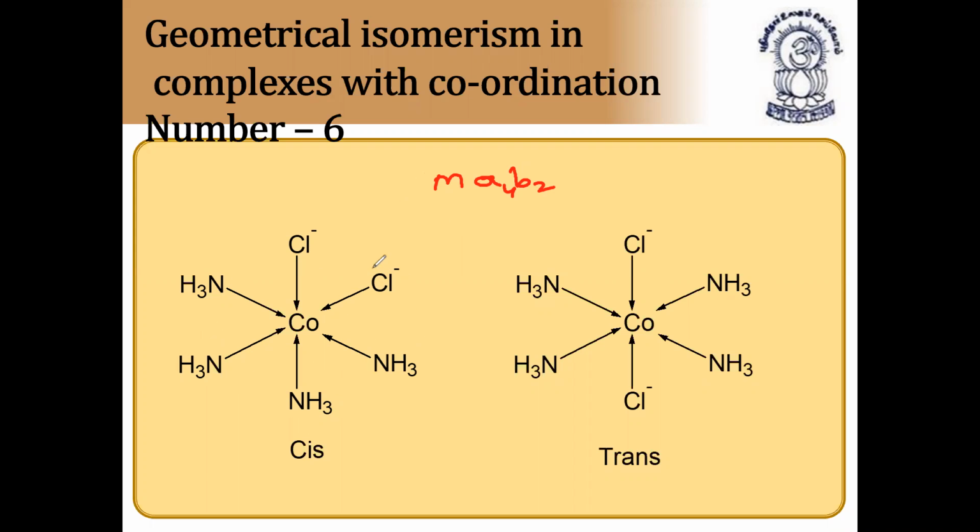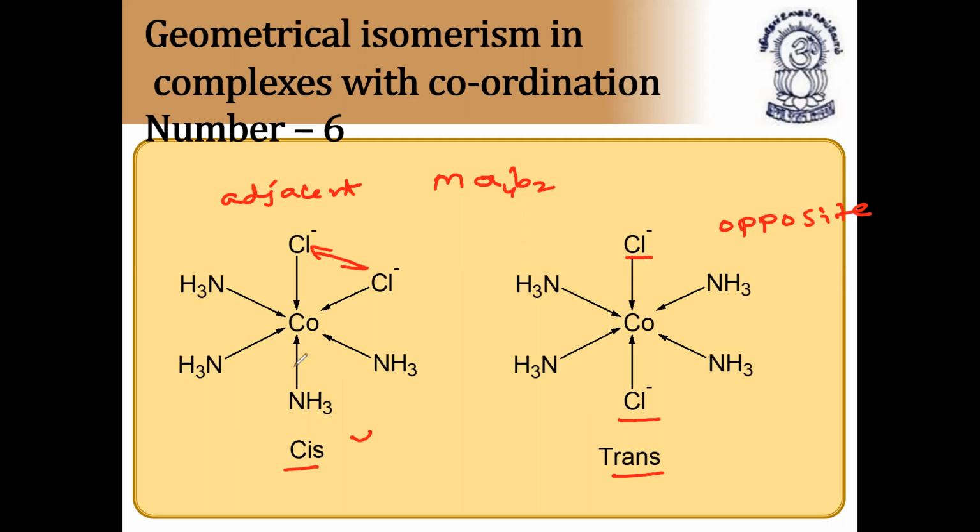The donor ligands are chlorine and chlorine, and amines are neutral ligands. This is called cis form. Similar groups are on the same side, and here trans form, similar groups are on opposite sides. Only you have to check these two. These two are adjacent, and these two are opposite. So opposite side is called trans, and adjacent side is called cis.